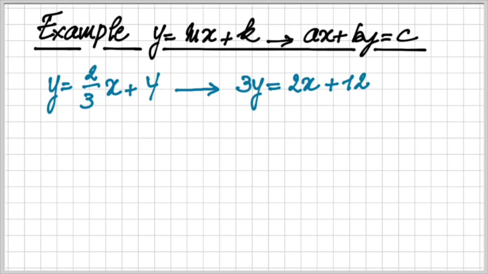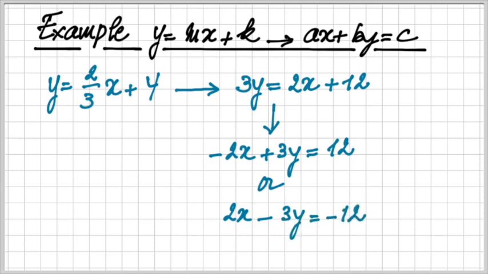And we bring the x element to the left-hand side. So we find here minus 2x plus 3y is equal to 12. But we can also write it as 2x minus 3y is equal to minus 12. So these were two examples of how we can transform the point slope expression into the standard equation of a line and the other way around.